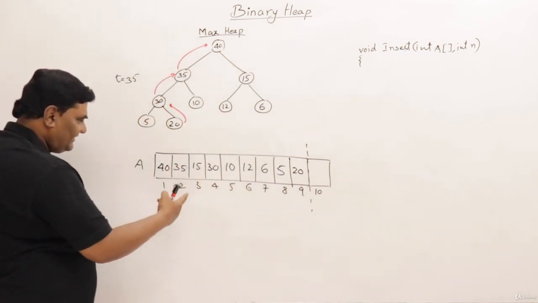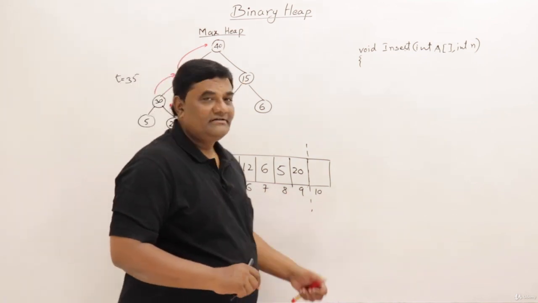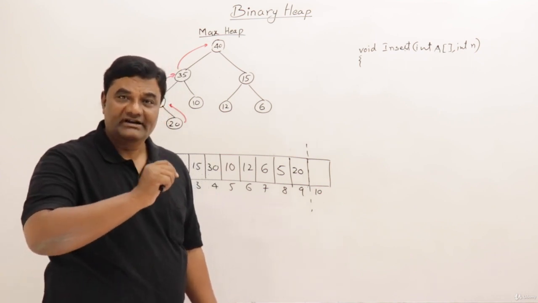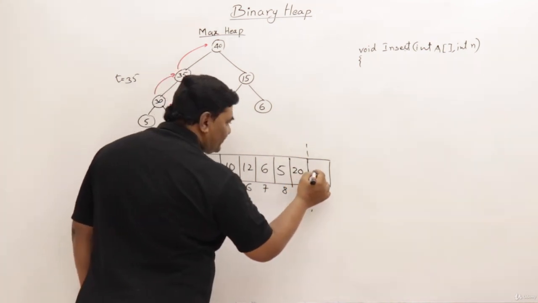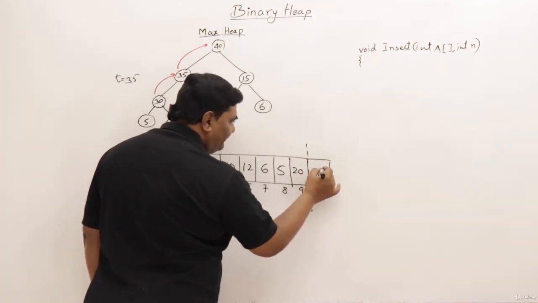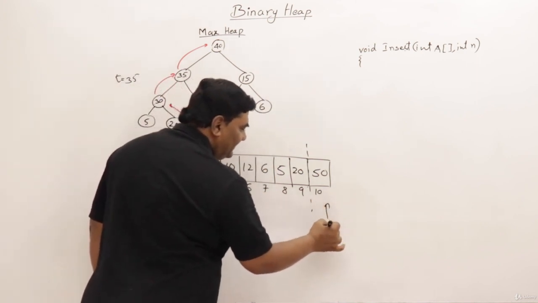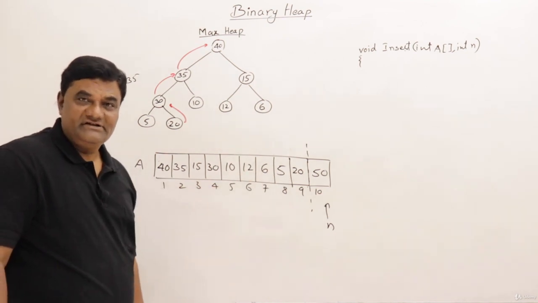So for example, this array, I have changed the name to A. So A is an array, this array. Then n is the index of the recently stored element. So how we call that insert is, first of all, I will store the value here, for example 50, then I will call that insert function. So what is n? n is this one, index 10, where the newly inserted value is there.